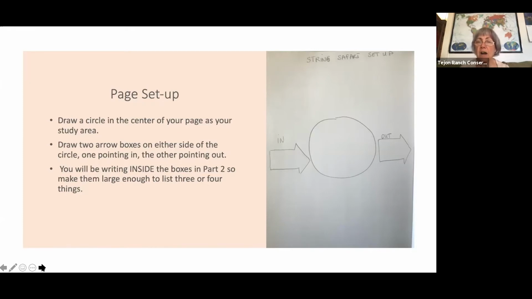Then I want you to draw 2 arrow boxes. Now, you're going to be writing inside these boxes in the next lesson. So you want them large enough to be able to write 2 or 3 lists of 2 or 3 things in each of those arrows. So your first arrow is going to point into the box, and the second arrow is going to point out of the box. And you're going to write over the first box "in" and over the second box "out."